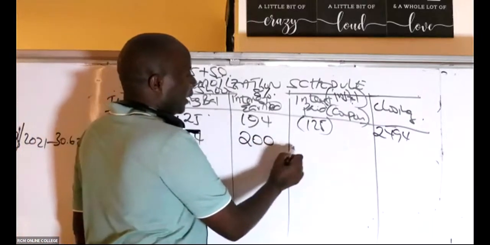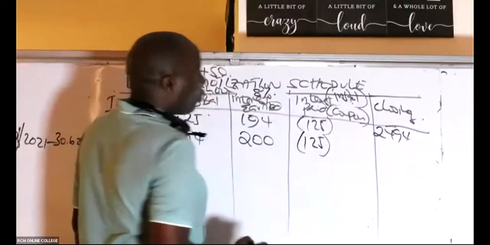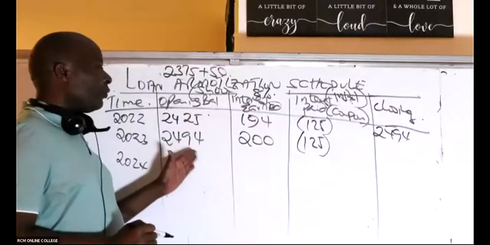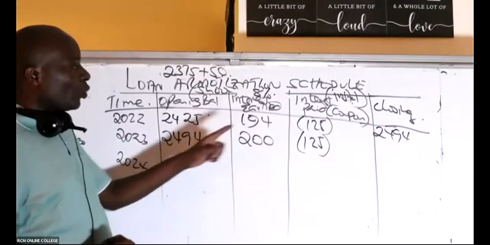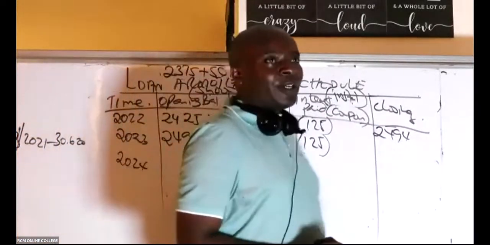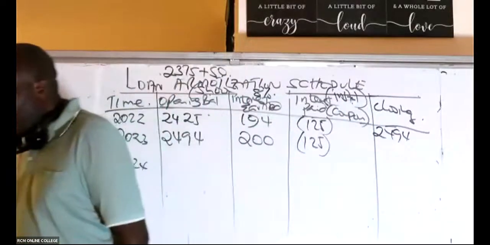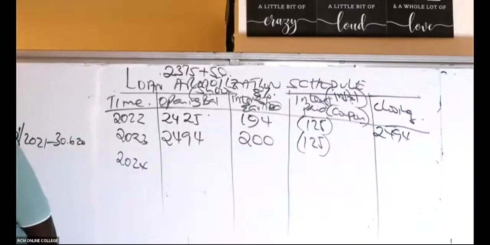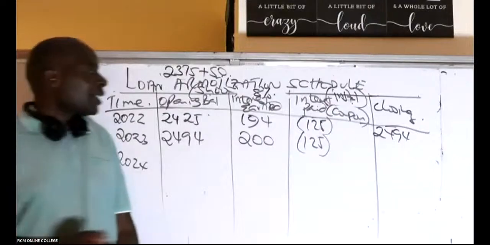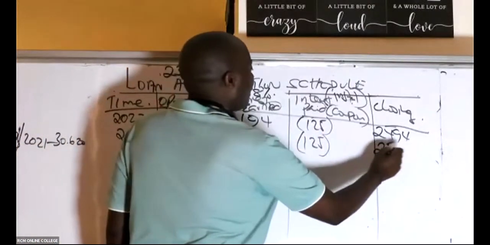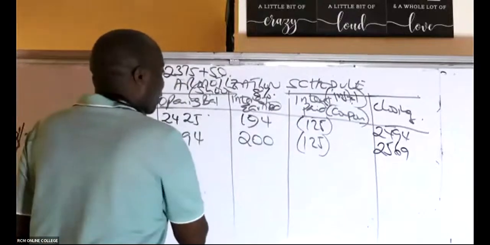Remember, the coupon does not change. The coupon is always the same. So it will be 24.94 plus 200 minus this 125, which will end up giving us what figure? So then we have 25 what? I'm being told here 25.69. Is that true? 25.69, right? Then we come here with 25.69.